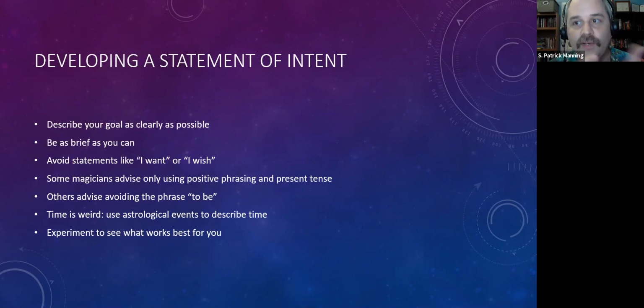Statements like I want or I wish are not good praxis. One of the examples that was on there actually said, I wish to obtain the Necronomicon. That's kind of a poor example, because what has been found by many people who do this kind of work is that when you make a statement like I wish or I want, you're reinforcing the feeling of desire. You're basically casting a spell to make yourself want something more, instead of casting the spell to make that thing happen. So you want to kind of avoid that language.